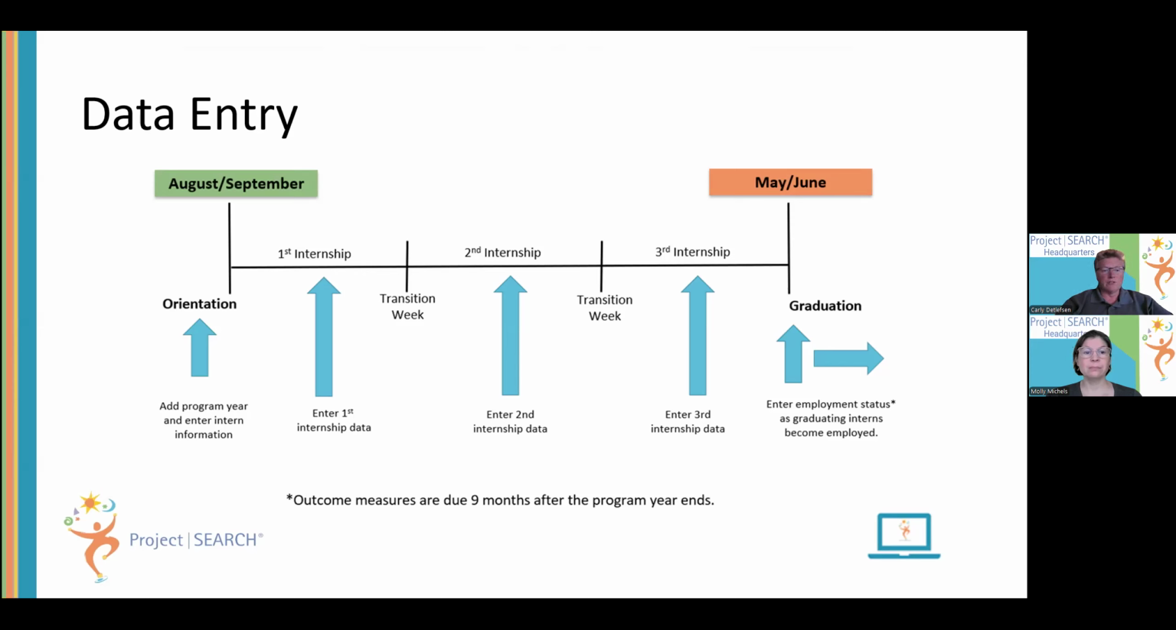Then during the first internship rotation, you're going to enter that. What department are they in? What skills are they working on? What VOC-FIT subscales? During the second internship, you're going to enter that second internship data, and you're going to enter your third internship rotation data, and then ultimately at the end, you're going to enter their employment status, whether they are employed or unemployed. So throughout the course of a program year, a minimum of 5 times throughout the year, you're going to be entering data. And again, entering it in real time, not waiting till the end of the program year to enter everything. You should enter it as it occurs.